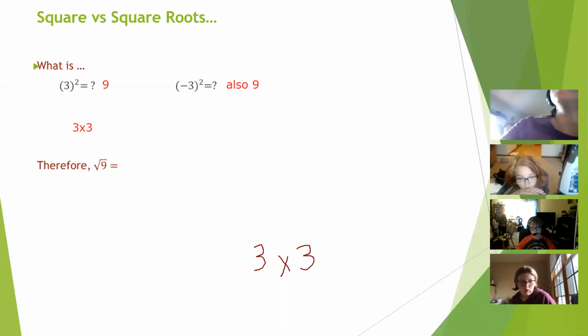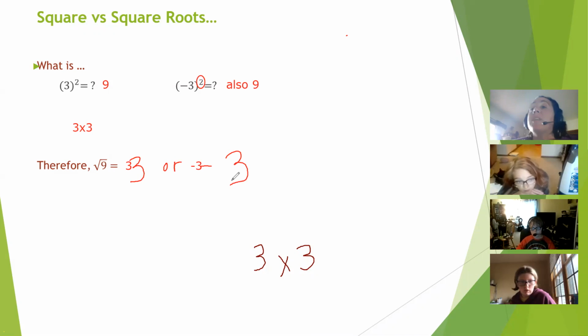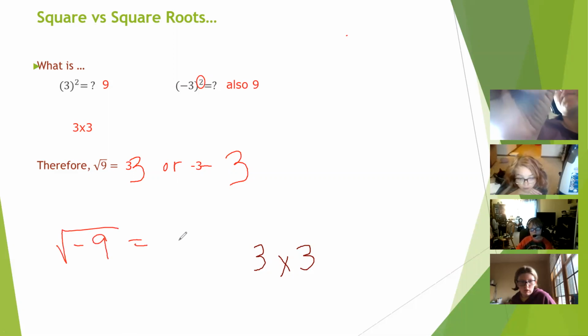Therefore, if we were to do the opposite, the opposite of squaring is square rooting. So if we took the square root of 9, technically it could be a 3 or a -3, just because you can square a negative number to get a positive number, right? But this is kind of the weird part. Are you ready for this weirdness? The square root of -9, that is a non-real answer. We can't do that.